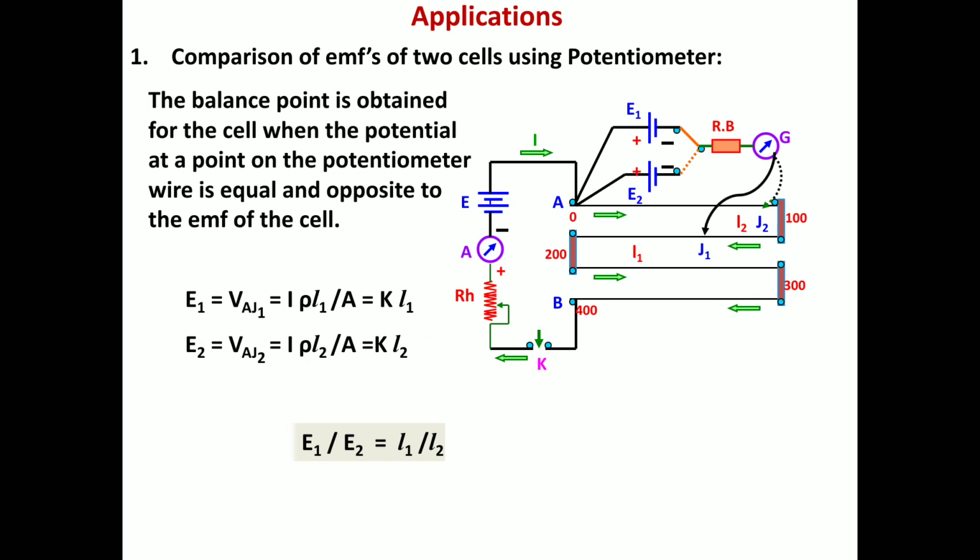Now the value of K is not required because we have to compare the EMF of two cells. So we can say that the ratio of their EMFs, E1 by E2, is equal to L1 by L2. So by simply measuring L1 and L2, we can compare the EMF of two cells. This application is very important in theory as well as in practicals, because you have to do the practical to compare the EMF of two cells using a potentiometer.